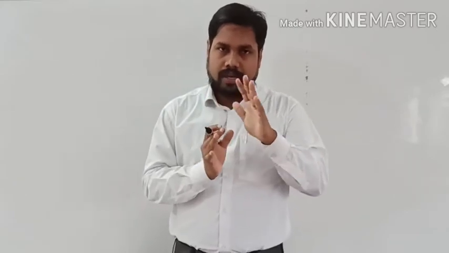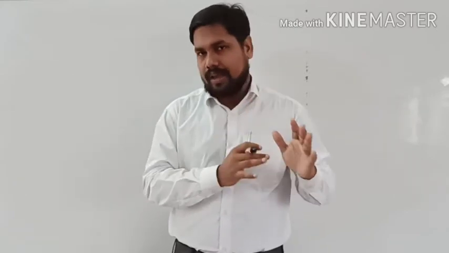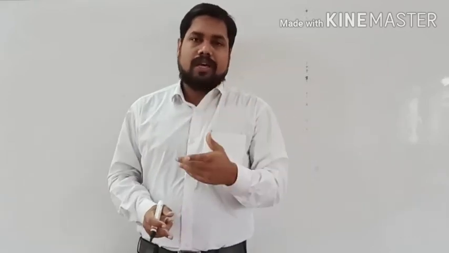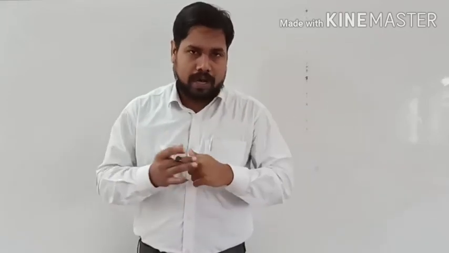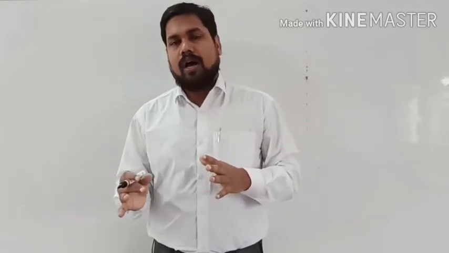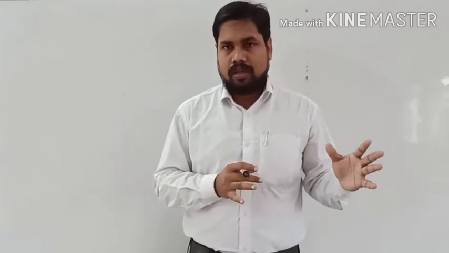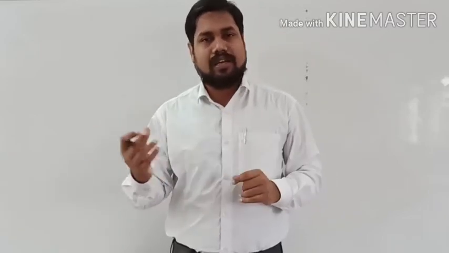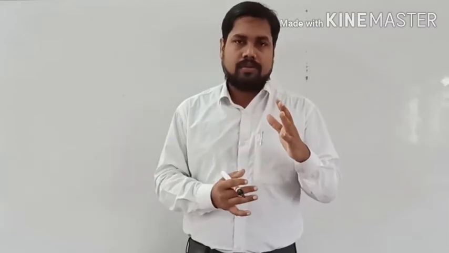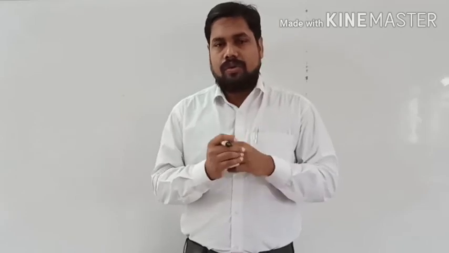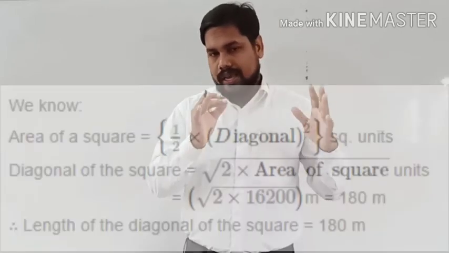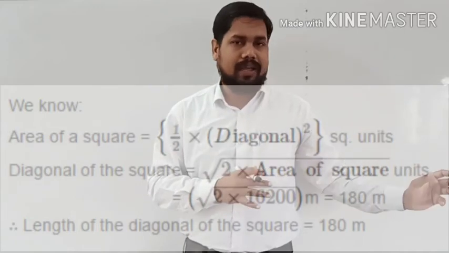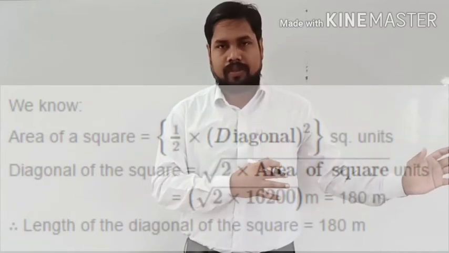Next, let's move to question number 12, which is asking, now you have to find the length of the diagonal. Okay, just the opposite of that. Sometimes we have to play with the formula. If you play with the formula, you will see you can make several formulas with the help of one single formula. So here you will see, we know the area of a square is equal to half multiplied by diagonal square, right?